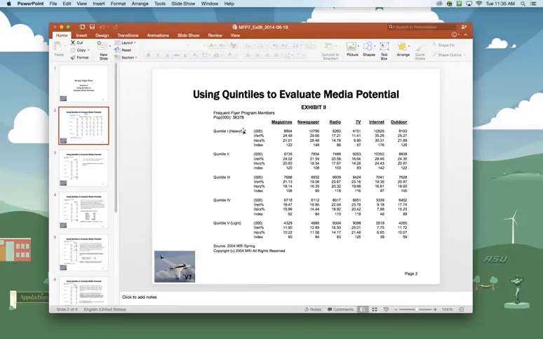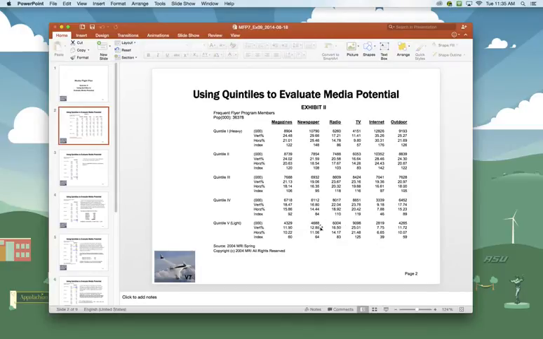So, like I said, they are looking specifically at things like your media outlet and, again, where they are within the quintile percentages. In this case, they're talking about frequent flyer programs. For question number 1, they talk about the frequent flyer programs that are reported in newspaper quintile number 5. So these are your light users.